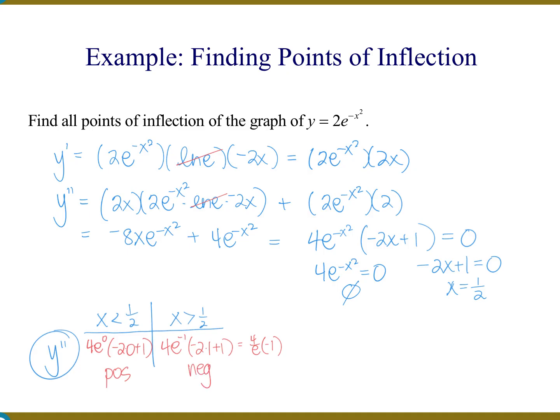So this graph is going from positive concavity to negative concavity, and so I've shown that x equals half is proved to be a point of inflection. And it's because the concavity changes. If you can't show that the concavity has changed, you haven't found an inflection point at all.